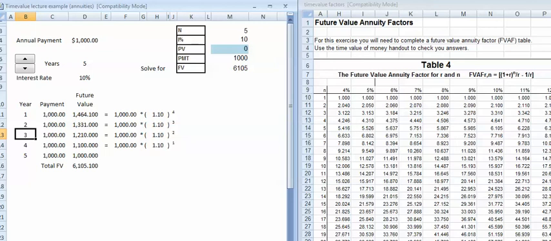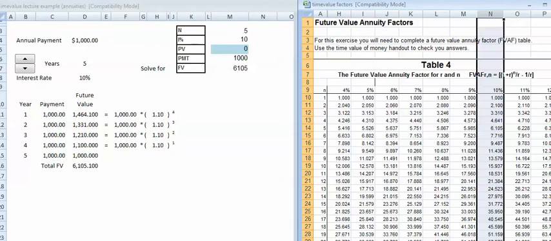We can use our financial calculator, in which we would put 5 for the number of periods, 10 for the interest rate, 0 for the present value because we did not begin with any money in our retirement account, and the payment would have been $1,000 a year, and again, that's at the end of each period for 5 years, and then we could solve for the future value, and we would get $6,105.